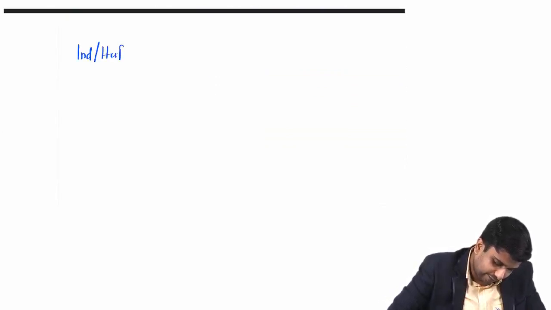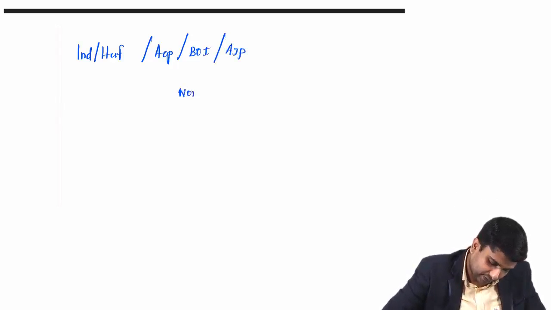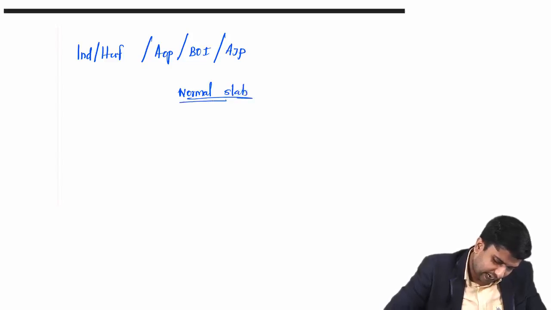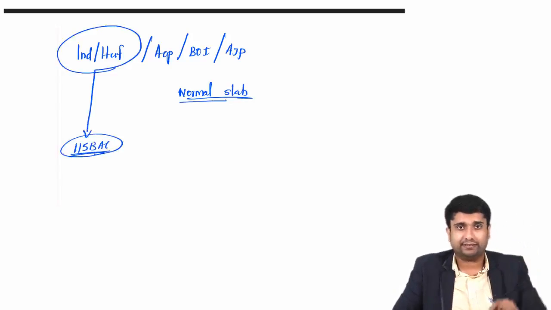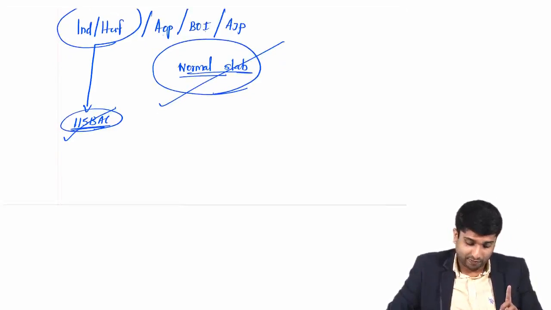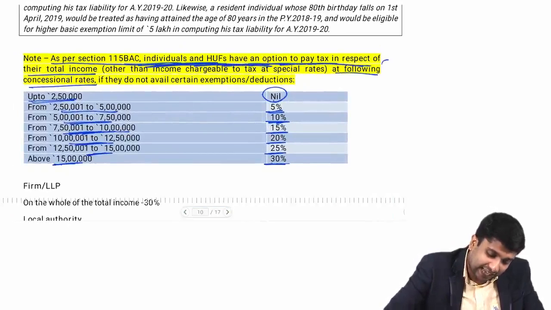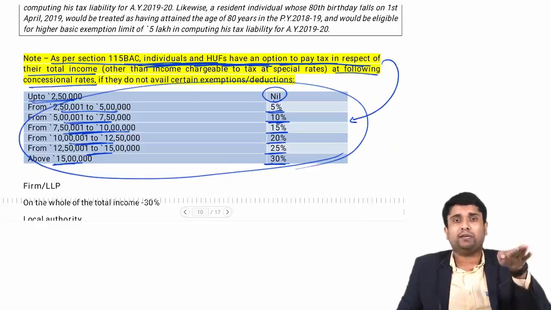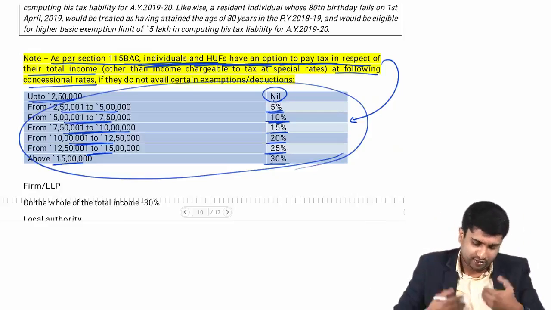So the point is, please be very careful. For individuals, HUF, AOP, BOI, and AJP, that is artificial juridical person, for these five assessees there is a normal slab. And for individual and HUF alone, there is a new slab which is under 115BAC. That's what we have discussed in the previous slide. So for AOP, BOI, AJP, there is only one slab, that is called the normal slab rate. Hope it is clear. Be very careful. As per 115BAC, only individuals and HUF have an option to pay taxes as per this following table. AOP, BOI, AJP, only normal slab rate. Hope it is clear for you. You have to register this in your mind. Anyways, let's move forward.